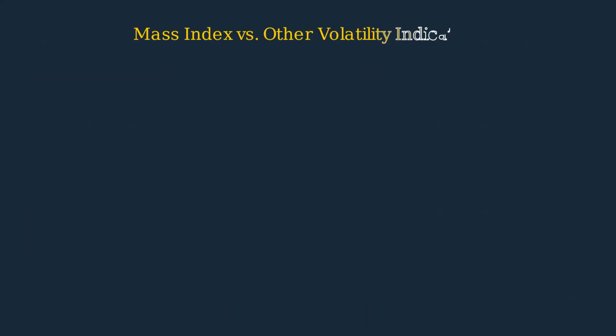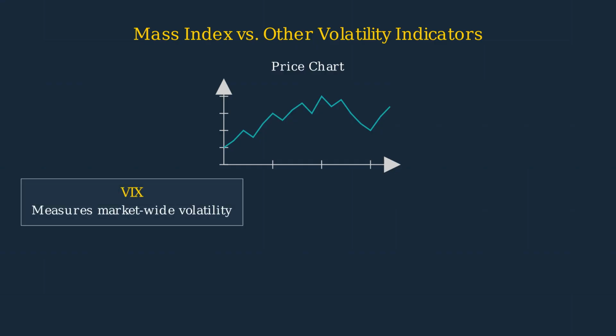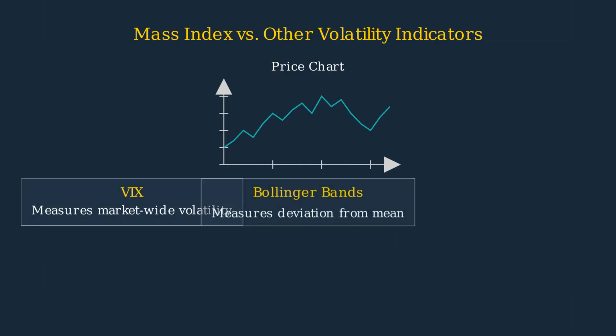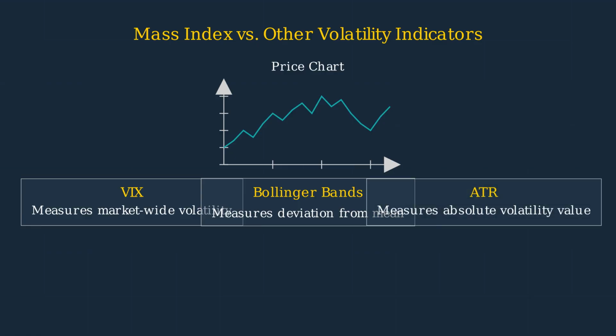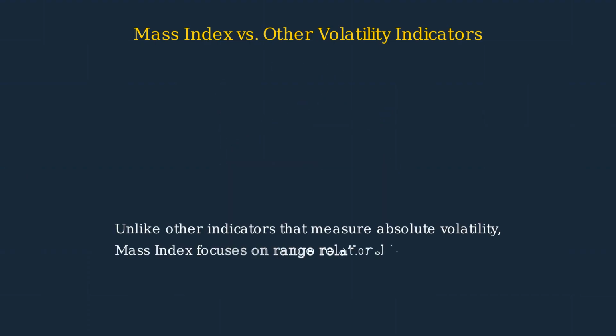Let's compare the mass index to other popular volatility indicators. Unlike the VIX or Bollinger Bands, which directly measure volatility, the mass index has a different approach. The VIX measures market-wide volatility across all stocks. Bollinger Bands measure deviation from a moving average, showing when prices are relatively high or low. Average True Range, or ATR, measures the absolute value of volatility, focusing on price movement magnitude. In contrast, the mass index examines the pattern of volatility changes rather than just the absolute values. This focus on pattern recognition makes the mass index fundamentally different from other volatility indicators.